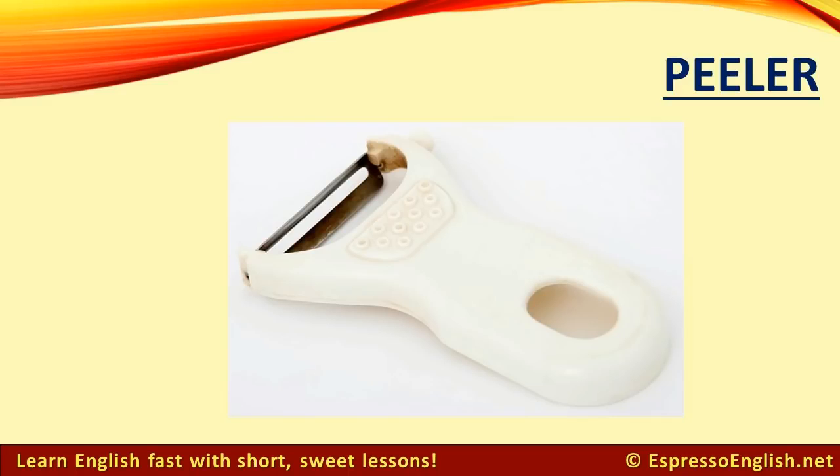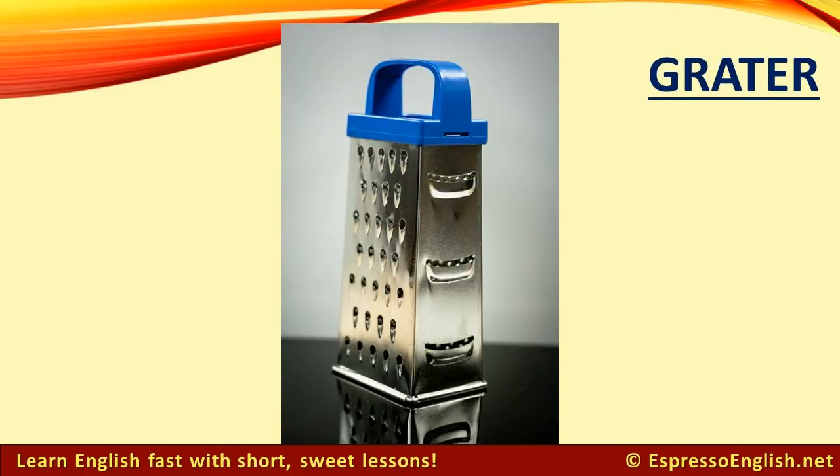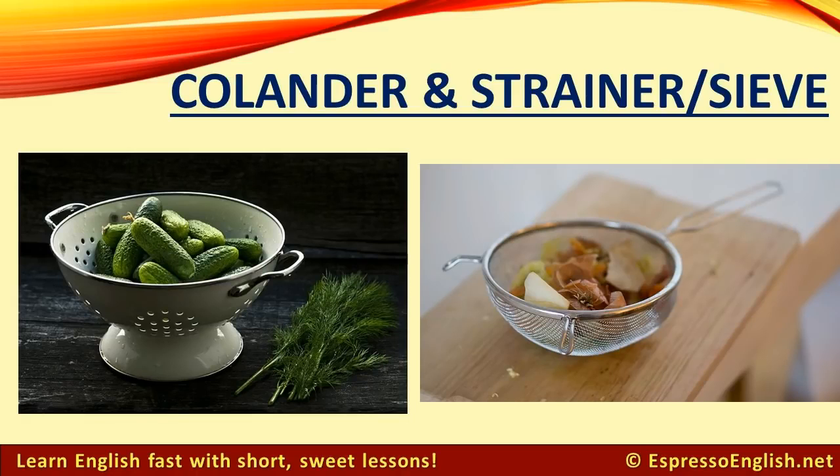Peeler. Use a peeler to peel, remove the skin from fruits and vegetables. Grater. Use a grater to grate or shred food into small pieces. Colander. A colander is often used to drain, remove the extra water from cooked pasta.